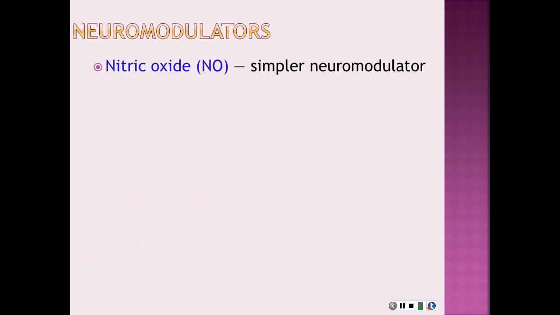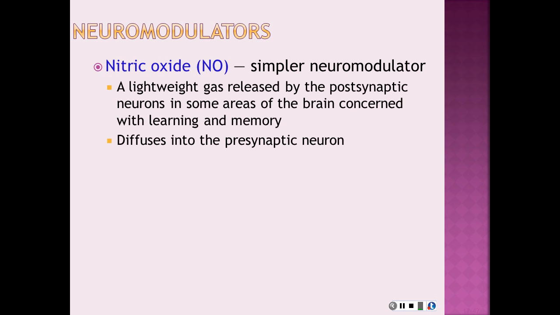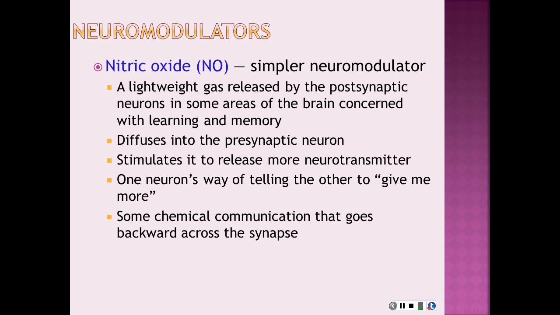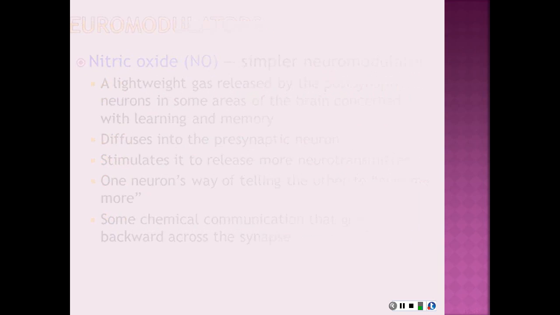Then we have nitric oxide, which is a similar neuromodulator, and it's a gas that's released by the postsynaptic neurons in some areas of the brain. And here it stimulates the presynaptic neuron to release more neurotransmitter. It's one neuron's way of telling the other to give me more, a chemical communication that goes backward across the synapse.